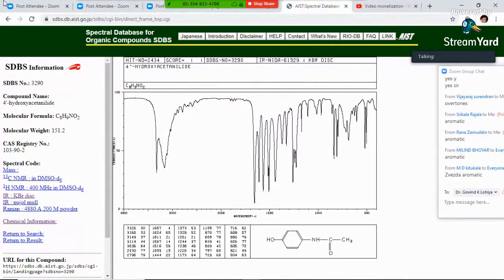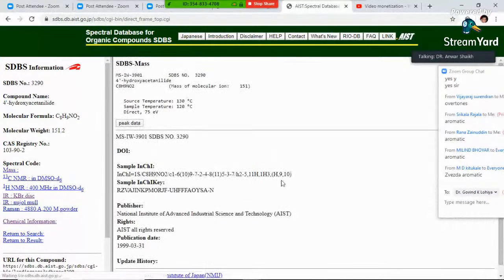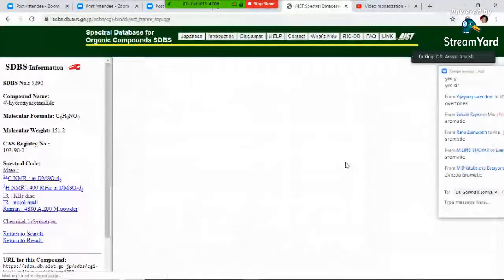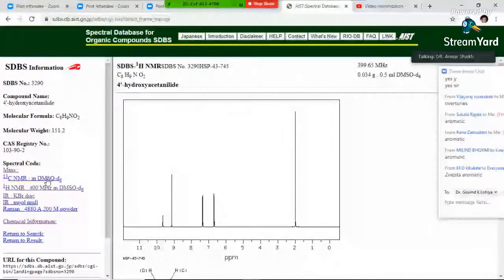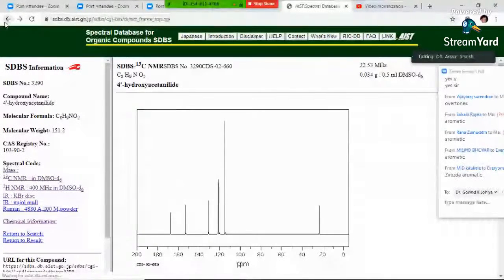Similarly, if you search another spectrum, you can see so many things here. You can get the mass spectra of your paracetamol. You can take the H1 NMR of the paracetamol. You can take the C NMR of the paracetamol. So it is a very useful site. I will go back and now search ibuprofen.